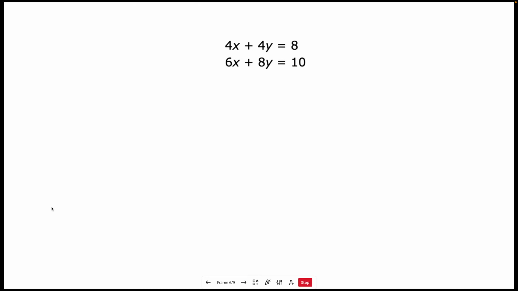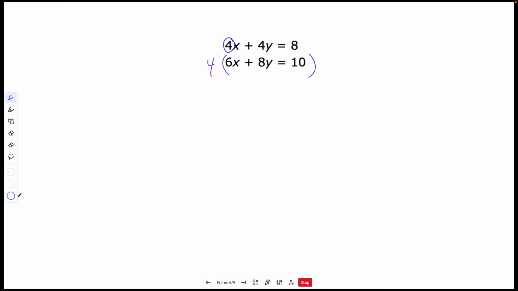Now for this problem, you'll notice that none of these numbers match. All right, so multiplying by negative 1, that does not work here. So this has a different kind of trick. This trick is you're going to sort of flip-flop. What I mean by that is you're going to take this 4 and you're going to multiply everything here by 4.